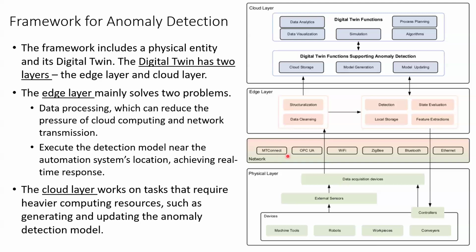So we have MTConnect, OPC UA, Wi-Fi, Zigbee, Bluetooth, and Ethernet, so that this network allows us to connect with different robots, conveyors, PLCs, or other controllers. In summary, this framework ensures that the critical anomaly detection tasks are performed locally for speed, while the complex tasks can be shifted to the cloud for complex analysis, model updating, and handling things in the cloud.